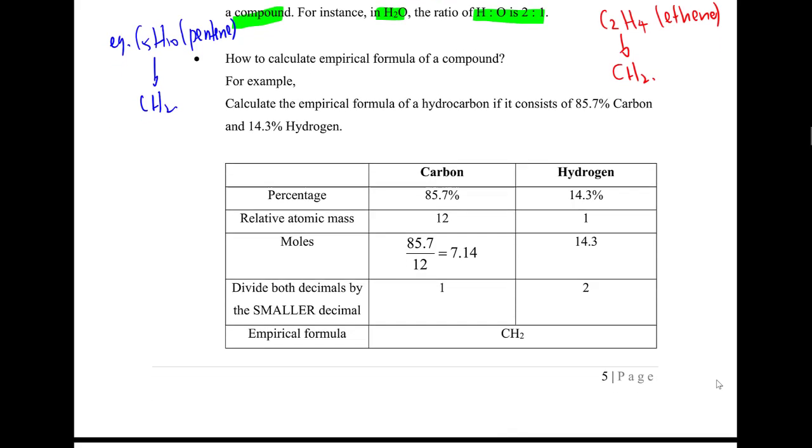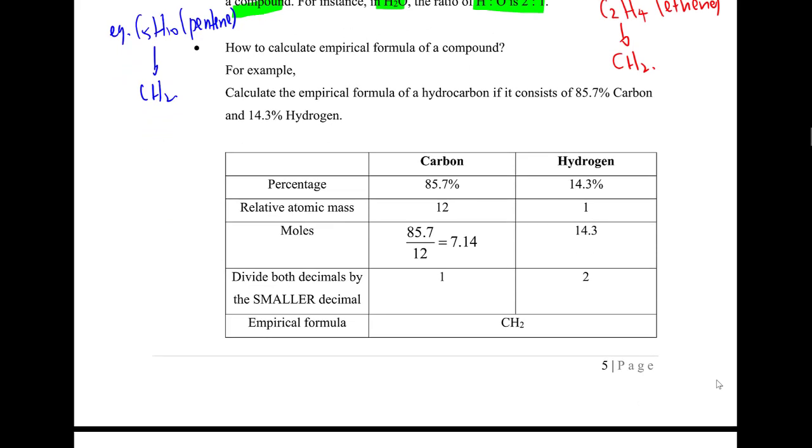For example, if you're told that a hydrocarbon has 85.7% of carbon and 14.3% of hydrogen, how do you calculate the empirical formula? First, you must be able to construct this table here. This table has 4 rows and 3 columns. In the first row, we have percentage, and this is given. In the next row, you have AR, which you look for from the periodic table: 12 and 1. In the third row, there's this term known as moles, which I haven't quite covered yet, but for now, we're just going to leave it as moles.